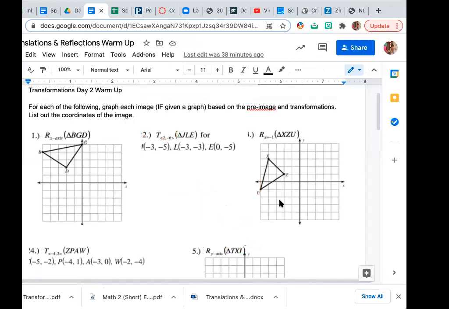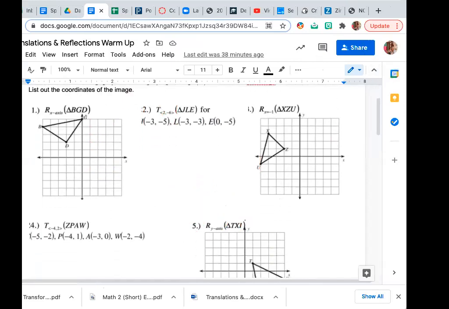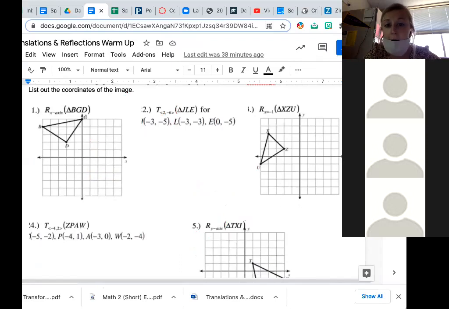Clear all drawings. Okay, number 3. So people said they needed help with this one. There is not a rule.